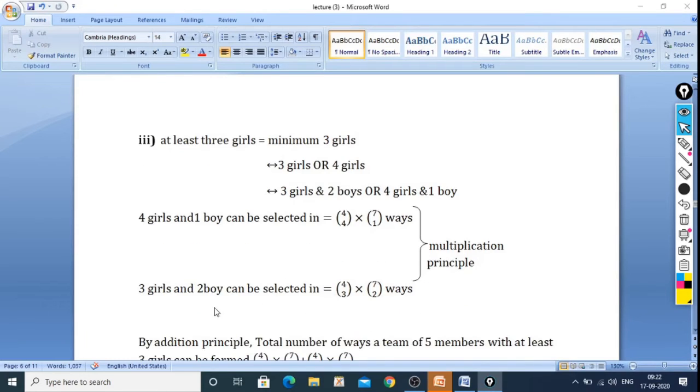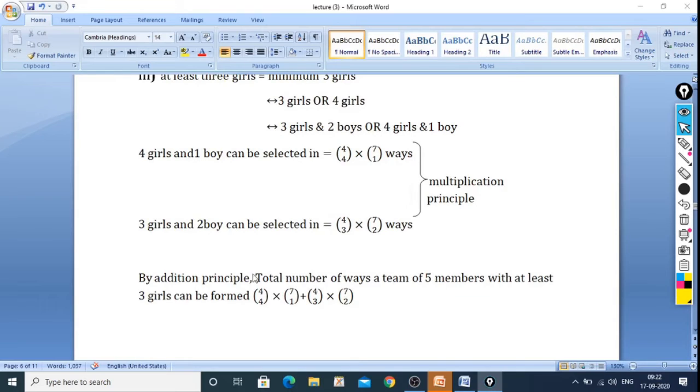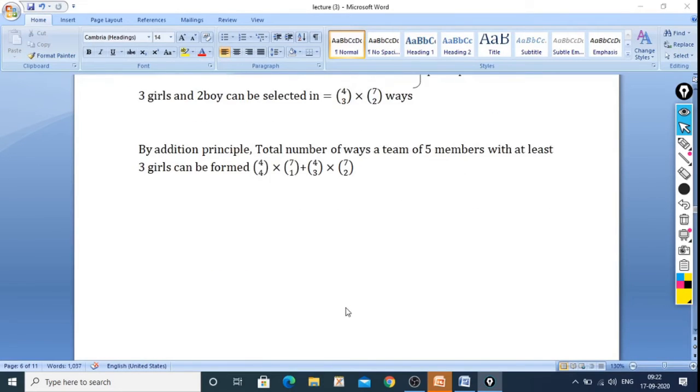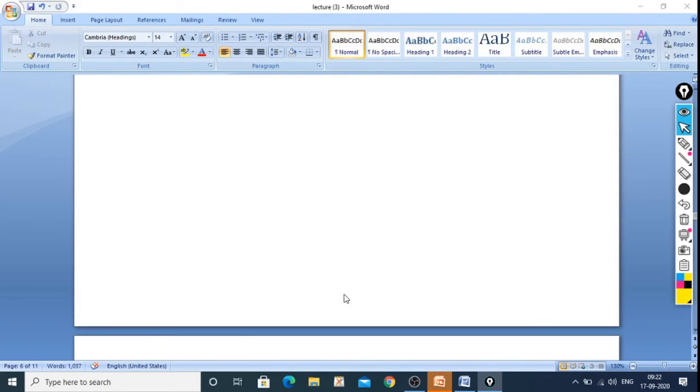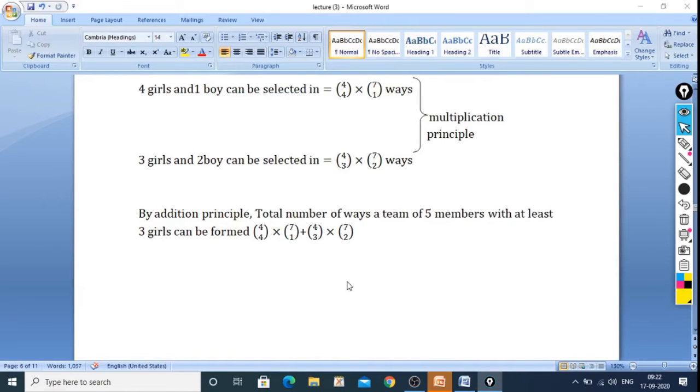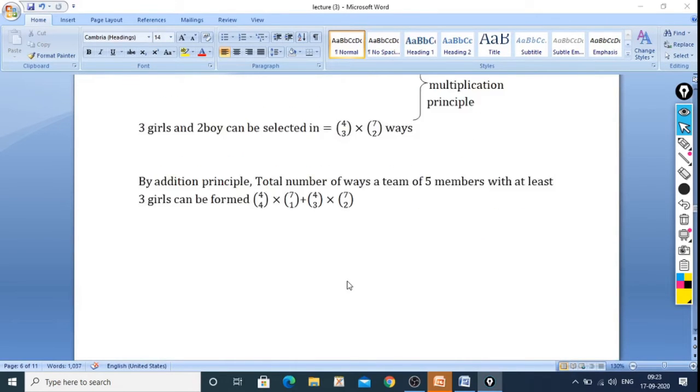Then 3 girls and 2 boys. So 3 girls and 2 boys can be selected in 4C3 into 7C2 ways. So here we are using the multiplication principle because and is there. Now here is the OR. So by the addition principle, the total number of ways a team of 5 members with at least 3 girls can be formed is equal to 4C4 into 7C1 plus 4C3 into 7C2. Now simplify this and find out the answer. So the calculation part I will leave to you.